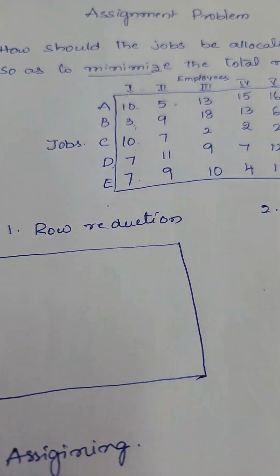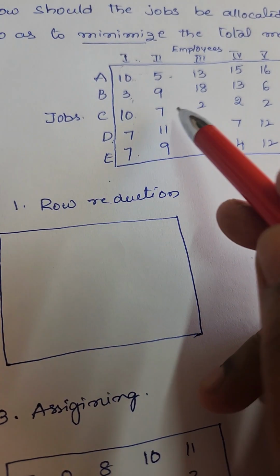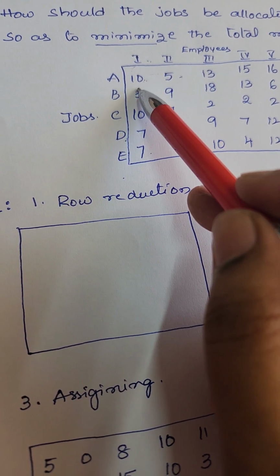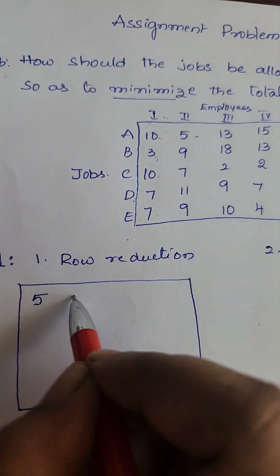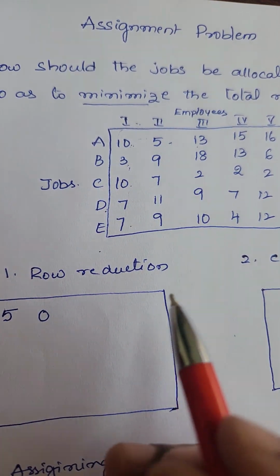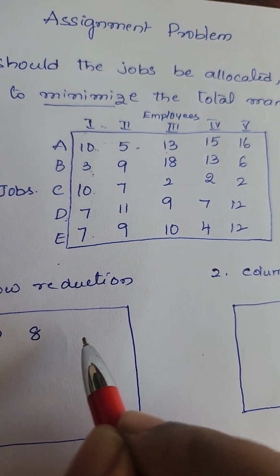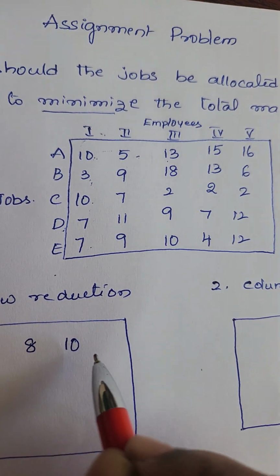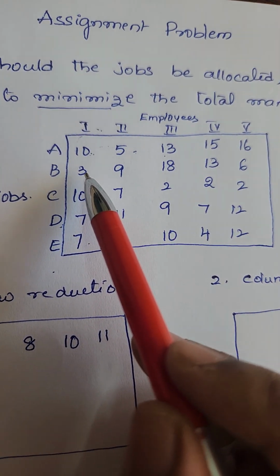In the first row, the least element is 5. So 10 minus 5 is 5. 5 minus 5, 0. 13 minus 5, 8. 15 minus 5, 10. 16 minus 5, 11. Second row, the least element is 3.